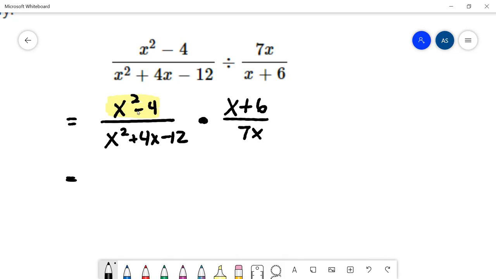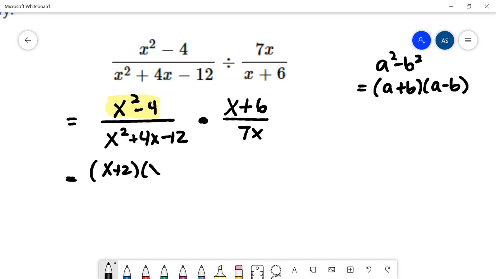So difference of squares, I'll write it on the side here. A squared minus b squared, this is the pattern I'm looking for. And if I have that pattern, it factors to be a plus b times a minus b. So I have that pattern here, x squared minus 4. We're going to treat 4 as a perfect square, 2 squared. And that factors to be x plus 2 times x minus 2.